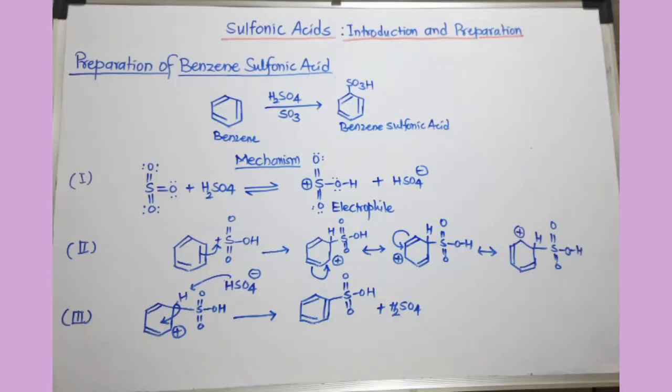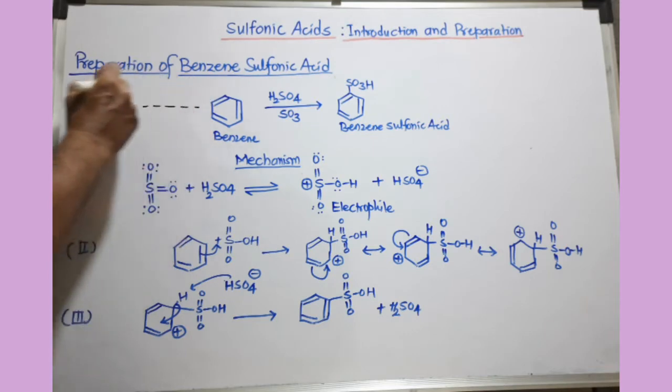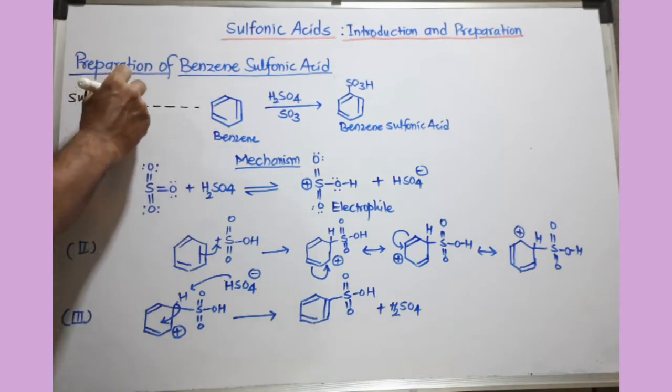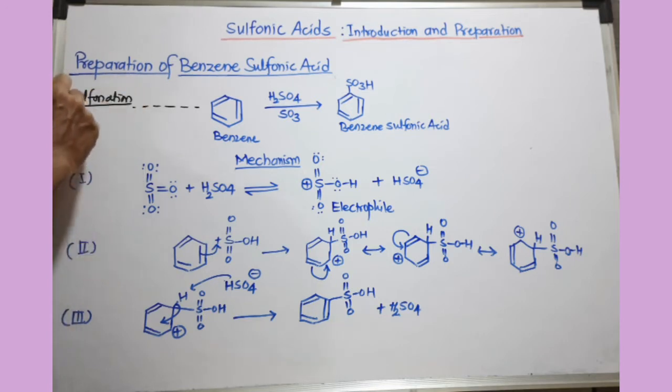Now we are going to discuss the preparation of benzene sulfonic acid. We'll discuss first how benzene sulfonic acid is prepared. It is prepared by this sulfonation reaction. So this reaction is called a sulfonation reaction, and this is an electrophilic substitution reaction.